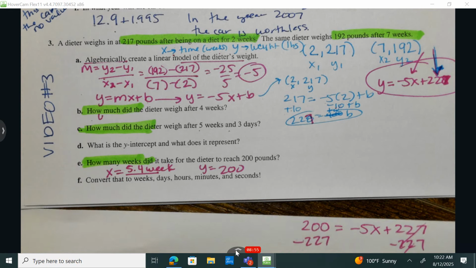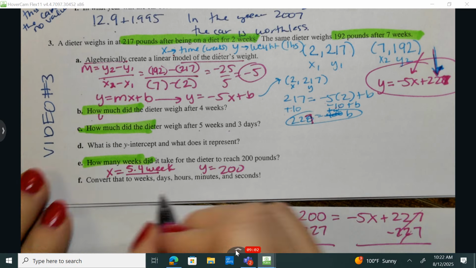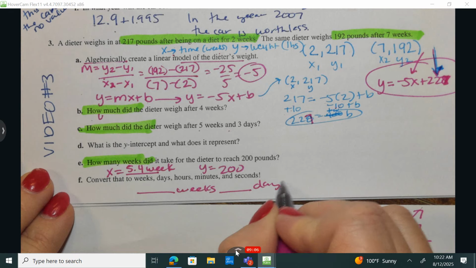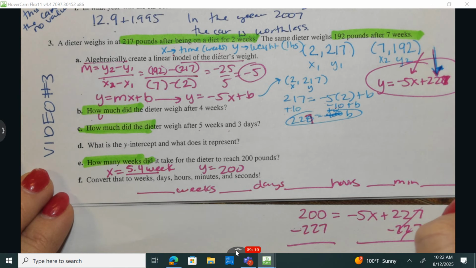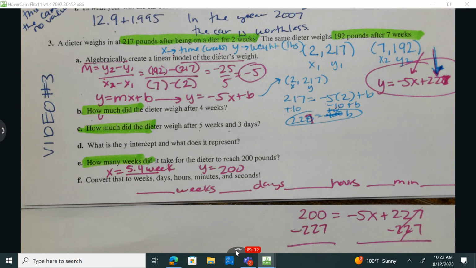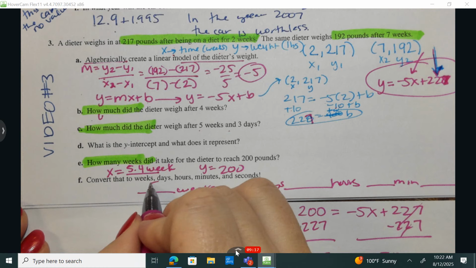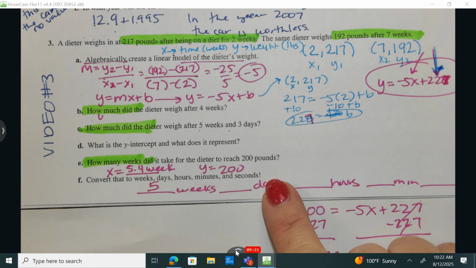Ooh, this is the trickiest and the last one. This is called decimal form, if you remember from lesson 1. Now we're going to go into standard form. So I'm going to do weeks, days, hours, minutes, and seconds. Okay, are you ready? So exactly how many weeks? 5 full weeks. And now each time we're going to go from right to left.